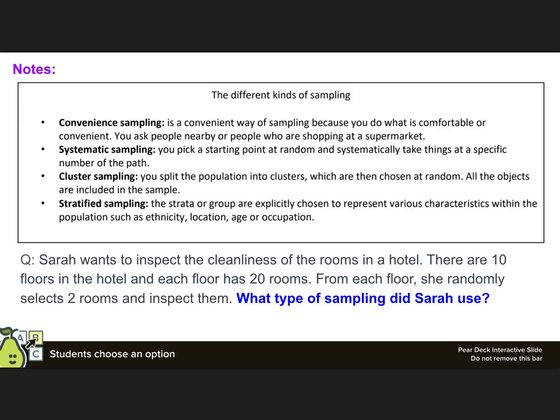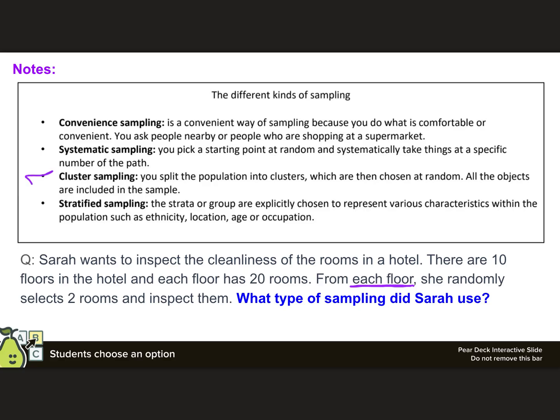Here's our next one. Sarah wants to inspect the cleanliness of the rooms in a hotel. There are 10 floors in the hotel, and each floor has 20 rooms. From each floor, again, it sounds like there's grouping because it's based on floors. She randomly selects 2 rooms to inspect. So it sounds like she's grouped them by floor.